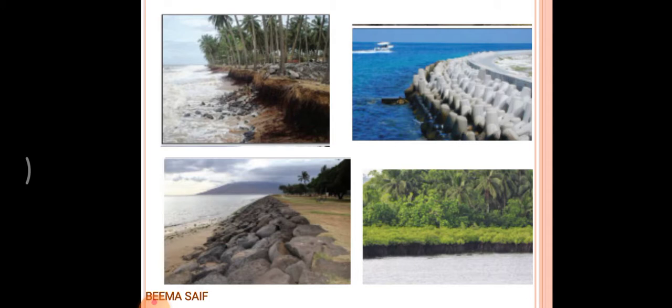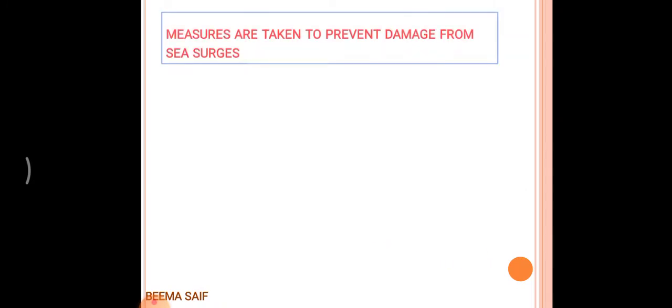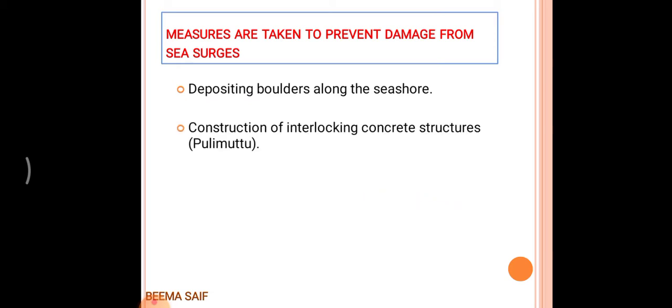You know, strong waves can cause sea surges which can damage the seashore. To prevent damage from sea surges, some measures are taken. The measures taken to prevent damage from sea surges: depositing boulders along the seashore, construction of interlocking concrete structures called pulimut, planting of mangroves. These are important measures taken to prevent damage from sea surges.